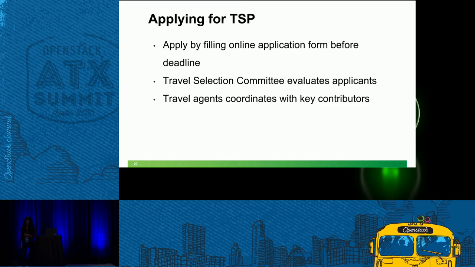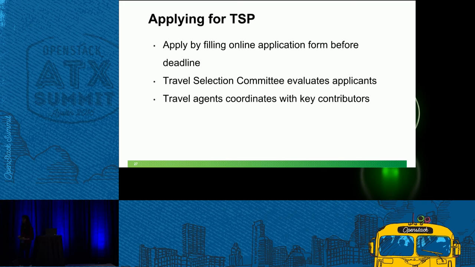You have to apply for the travel support program, of course. The application form is there. You need to fill it before the deadline. Then we have a travel selection committee made out of some board of directors and some other people who are involved in the community. Once you're selected, the travel agent from OpenStack will get in touch with you and help you through the accommodation and your stuff.